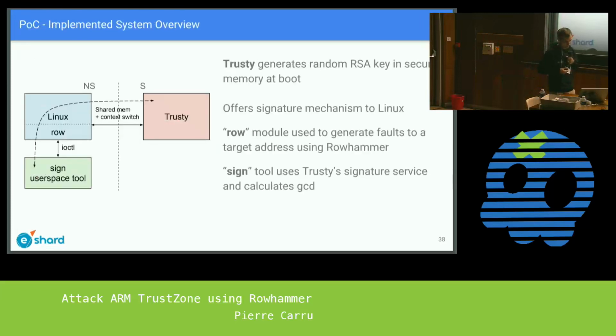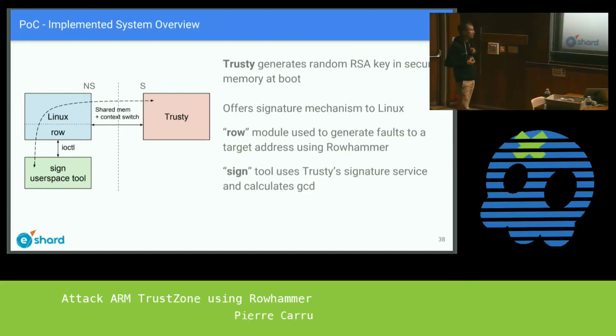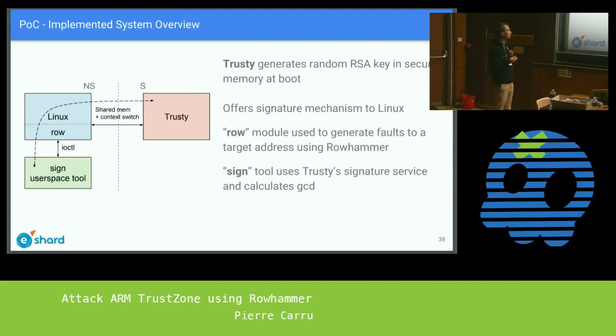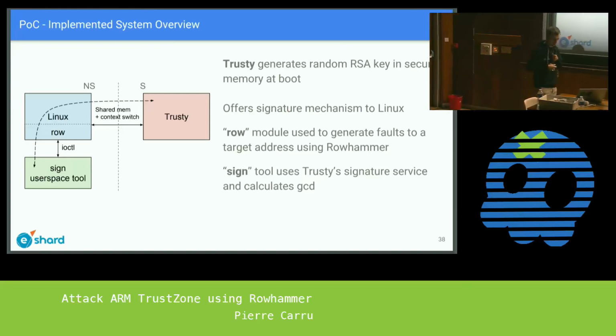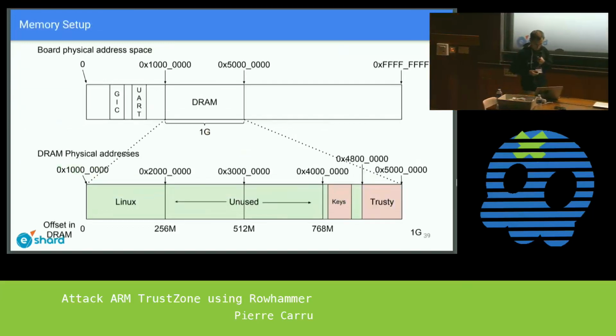So this is what we implemented. This is our implementation. We have a Trusty secure OS, which uses some private keys. We have our Linux kernel here with the kernel module that's used to do the Rowhammer attack on the Trusty OS. And we have the calculations about the GCD, etc. in the user space tool.